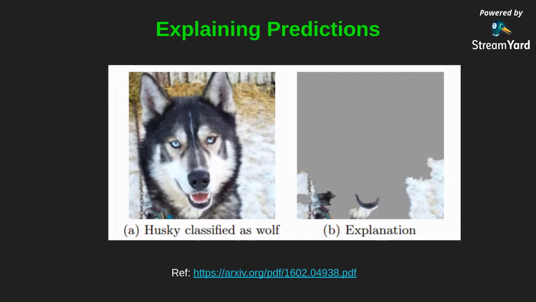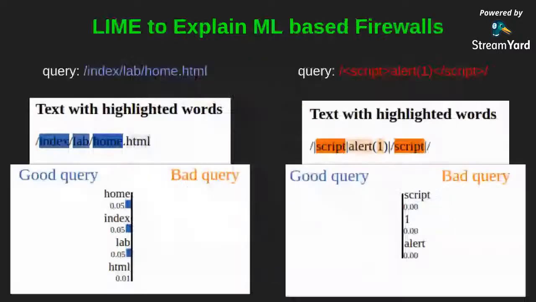So how we have used it to bypass firewalls is that we provided input queries to LIME and it tells you what strings in the input query are responsible for that query being classified as a good query or a bad query. Here we have two examples, on the left a good query, on the right a bad query. You can see that the script tag is considered as a bad pattern inside the query because it can be used to perform cross-site scripting attacks.